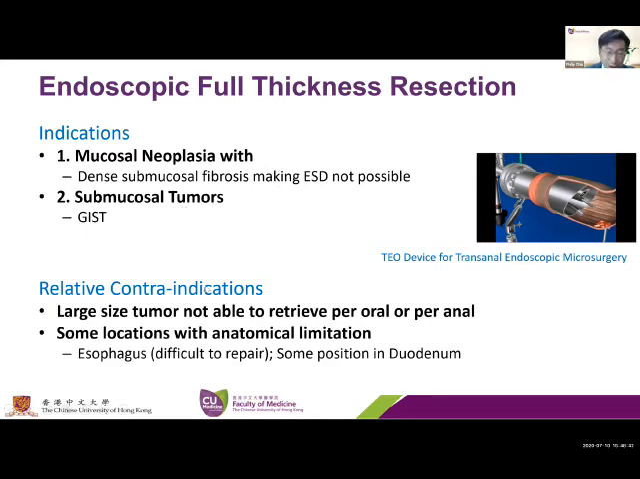But there are some relative contraindications. For example, if the tumor is too big, then we cannot retrieve it by the peroral or per anal route, so it may be irrelevant to do an endoscopic full thickness resection. Some locations may have anatomical limitations, like the esophagus. If you perform EFTR and create a very large defect, it is sometimes difficult to close. The second is some positions in the duodenum, especially the medial wall.